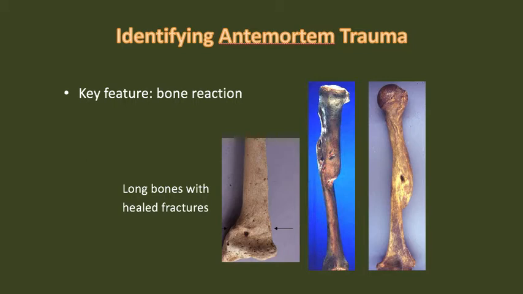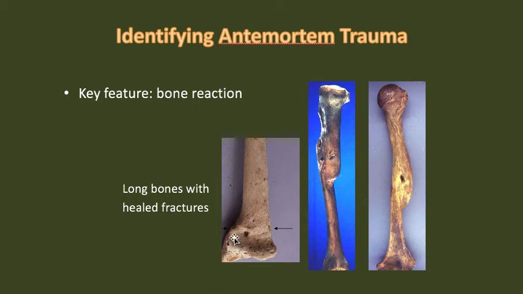So identifying antemortem trauma, what you want to look for is bone reaction. What we see here in the slides are long bones with healed fractures. These are very obvious examples of healed fractures. These are very poorly healed fractures. This is what would happen if you had a compound fracture that was not set properly. So that's obviously really dramatic.